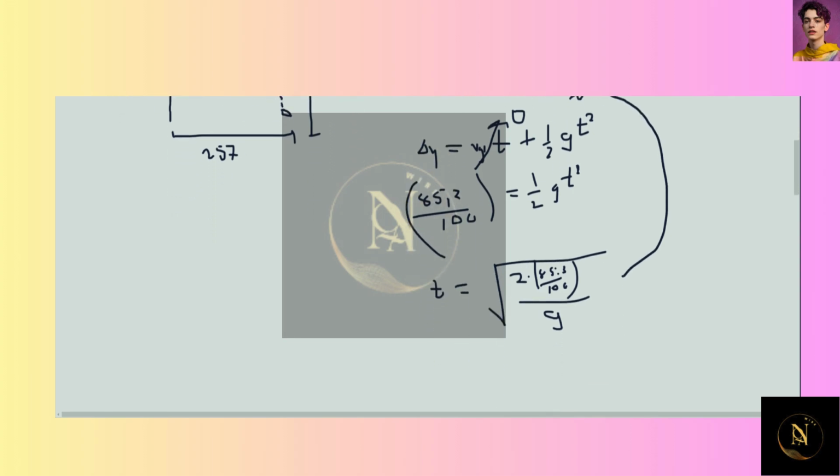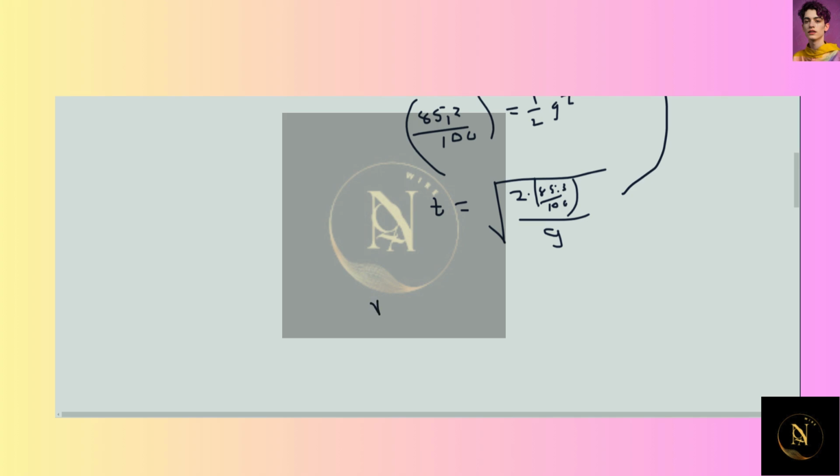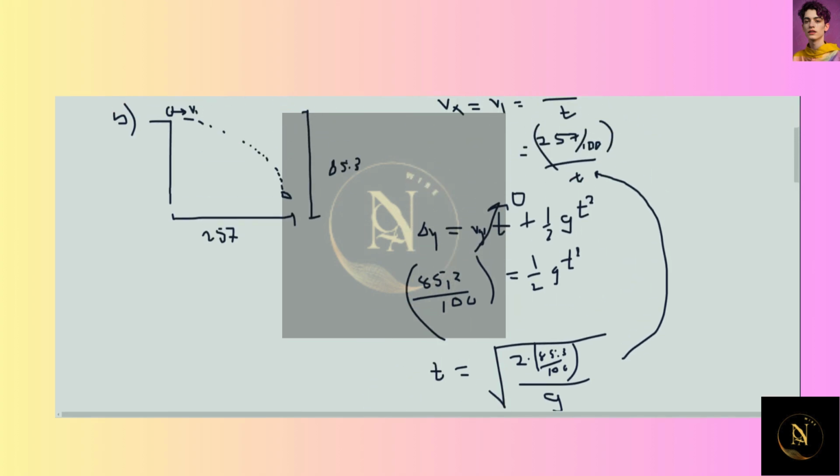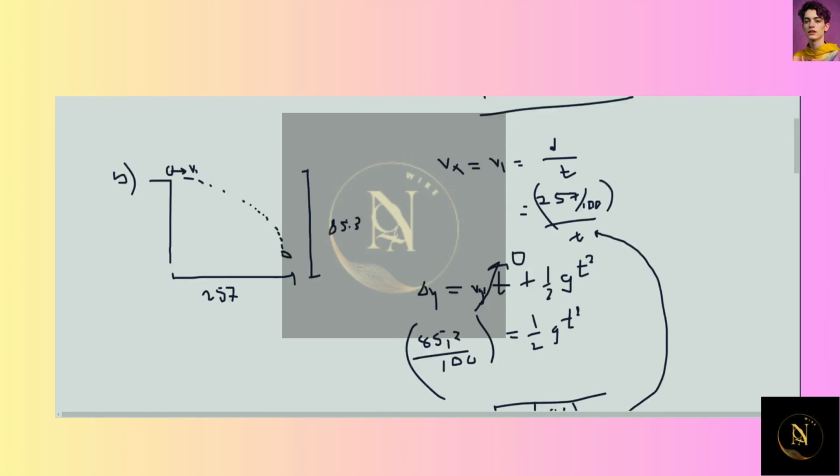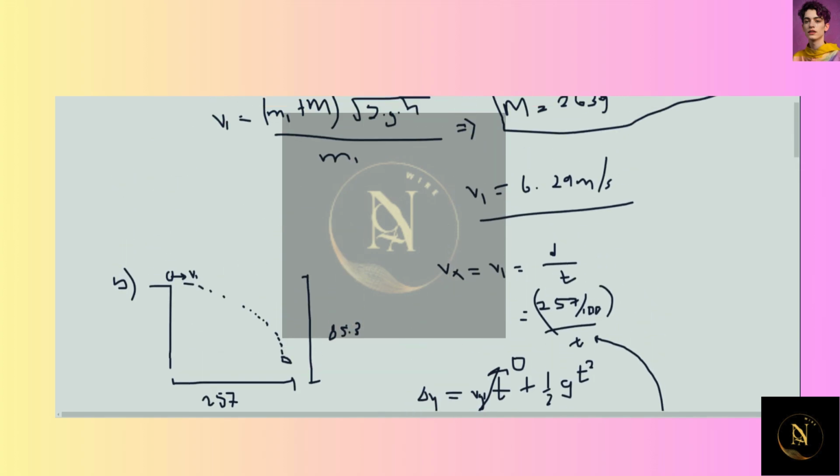Then what we want is to plug in that t here to find v1. Once you do that, you see that v1 is equal to 6.16 meters per second.